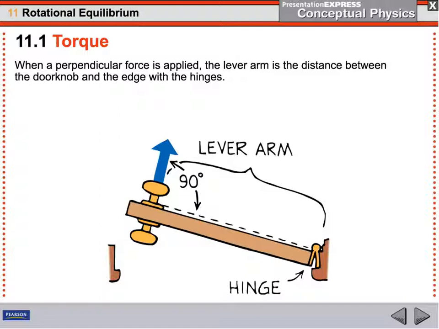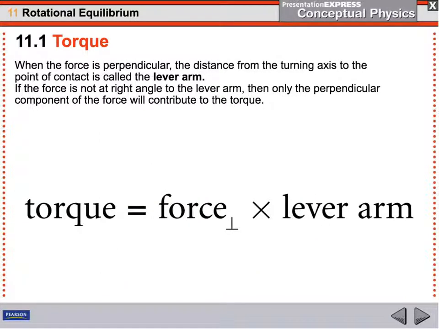When a perpendicular force is applied, the lever arm is the distance between the doorknob and the edge of the hinge. When the force is perpendicular, the distance from the turning axis to the point of contact is called the lever arm. If the force is not at a right angle to the lever arm, then only the perpendicular component of the force will contribute to the torque. So torque is equal to the perpendicular force times the lever arm.